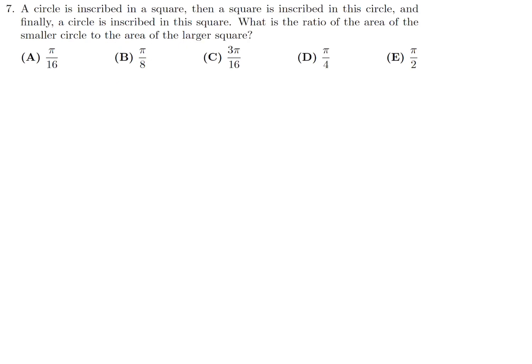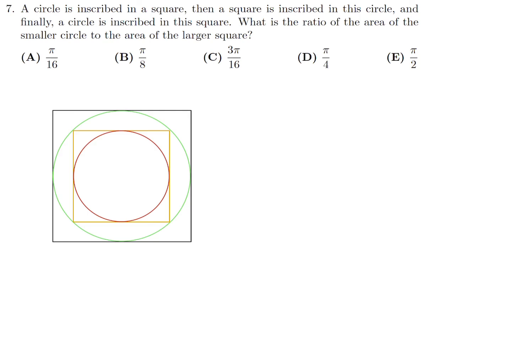A circle is inscribed in a square, then a square is inscribed in the circle, and finally a circle is inscribed in this square. What is the ratio of the area of the smaller circle to the area of the larger square? First, let's draw a diagram.